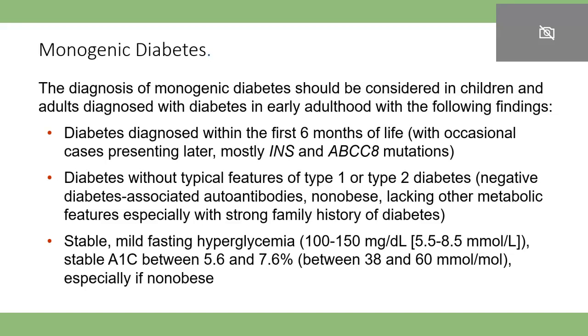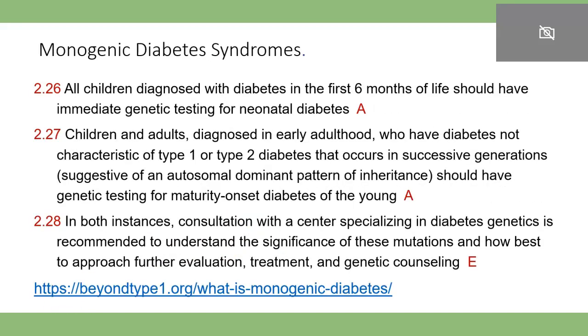They usually have a stable mild fasting between 100 and 150 and a stable A1C between 5.6 and 7.6. But remember, these are diagnosed within the first 6 months of life up to early adulthood. So all children diagnosed with diabetes, if you're less than 6 months old, should have immediate genetic testing.